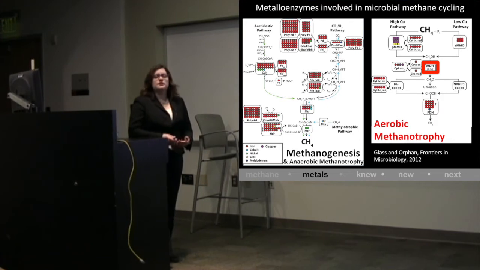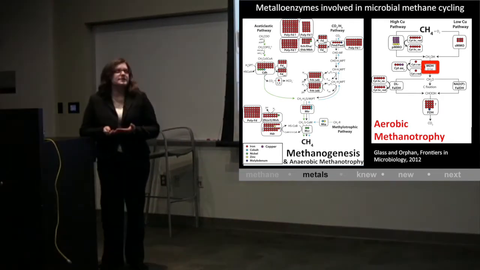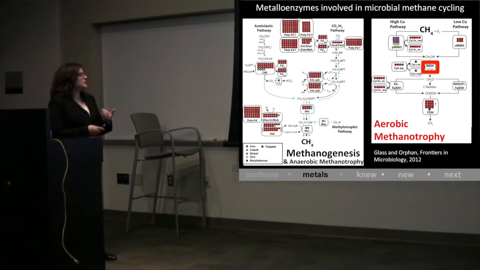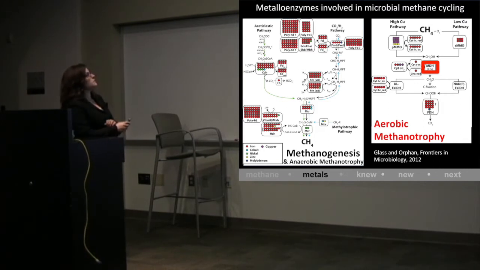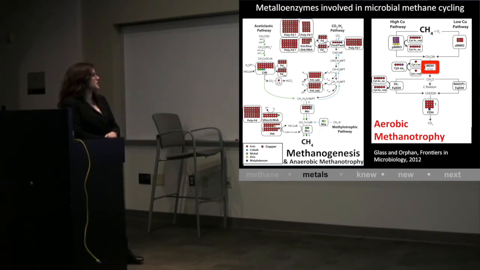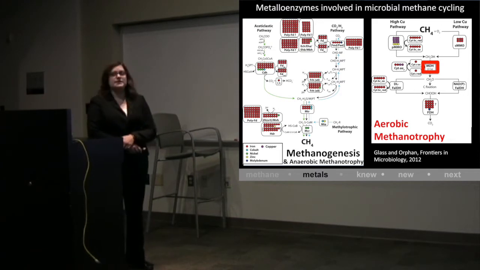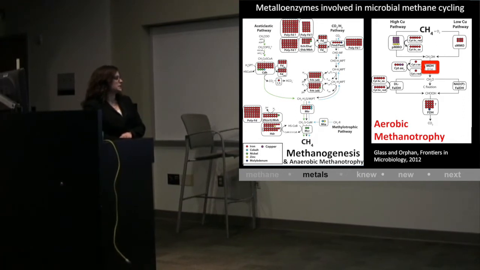And I'm particularly interested in metalloenzymes that are involved in microbial methane cycling. So here on the left, you see a schematic for methanogenesis coming from acetate, CO2 and H2, or methyl substrates. And you can see that there are abundant metalloenzymes involved in these processes. Most obviously, there is a lot of iron involved in these enzymes. But other cofactors include cobalt, nickel, zinc, molybdenum, and copper.